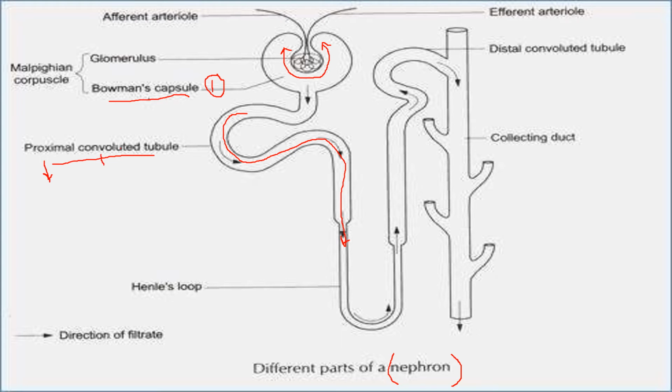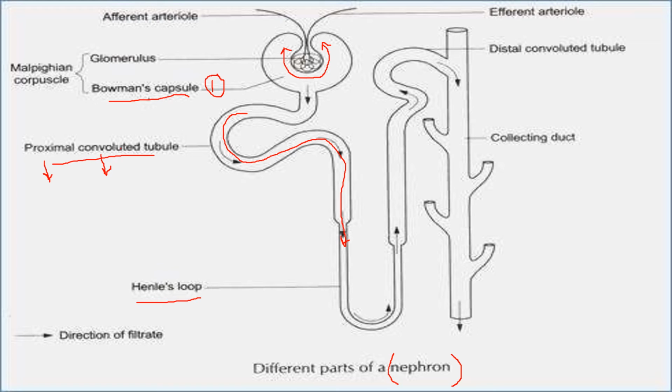And the second word is convoluted. Convoluted is due to its shape, because it is present in a zigzag position. As it is present near the Bowman's capsule, it is called proximal tubule, and it is zigzag in shape, so it is called proximal convoluted tubule. Hope you understand it. The proximal convoluted tubule moves toward a thin tube that is called Henle's loop, or simply the loop of Henle.